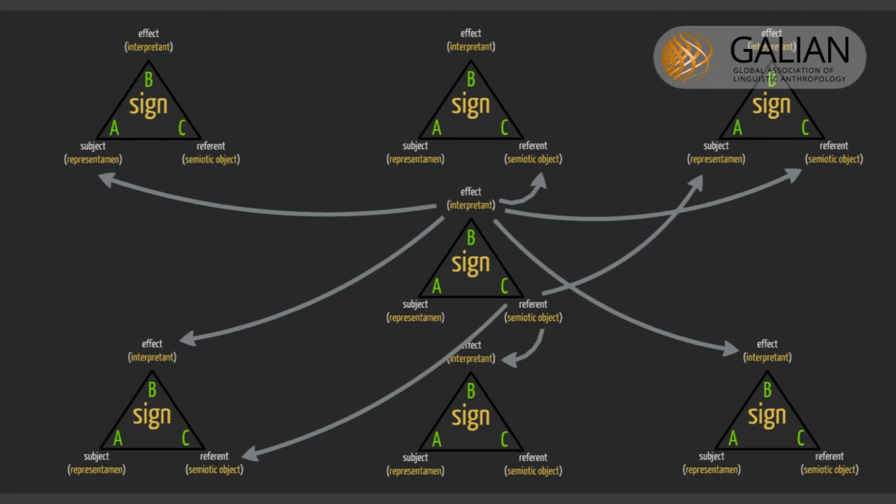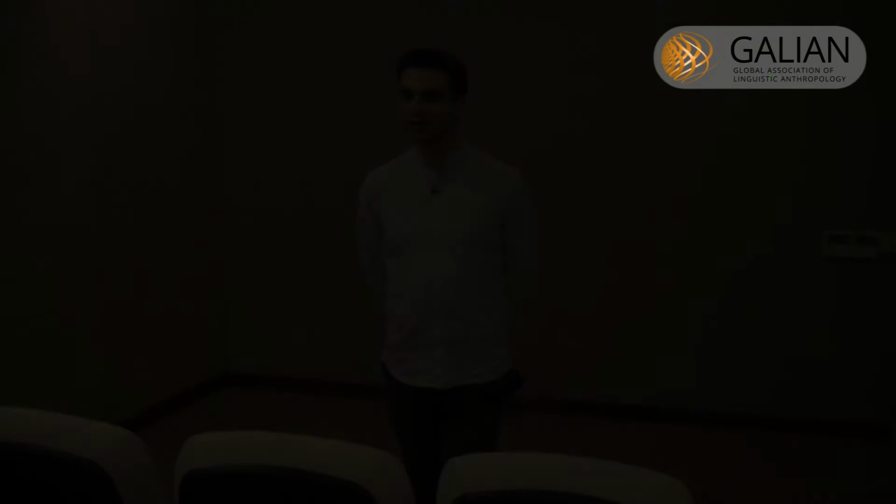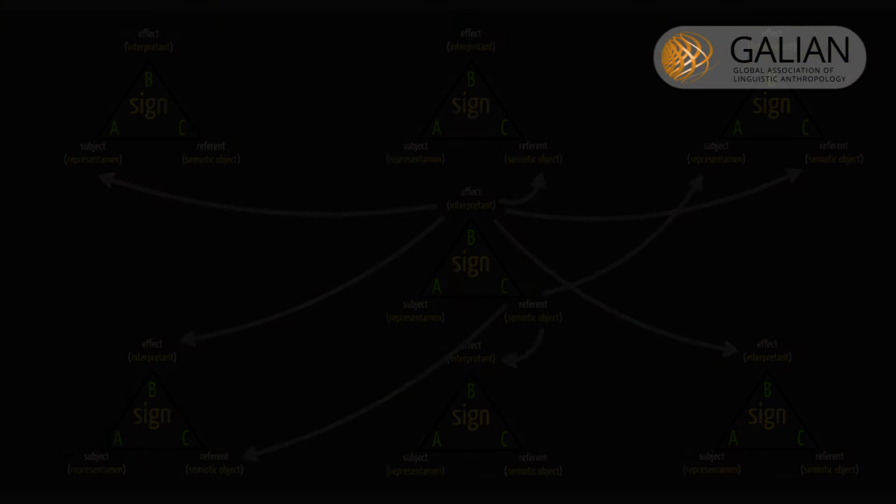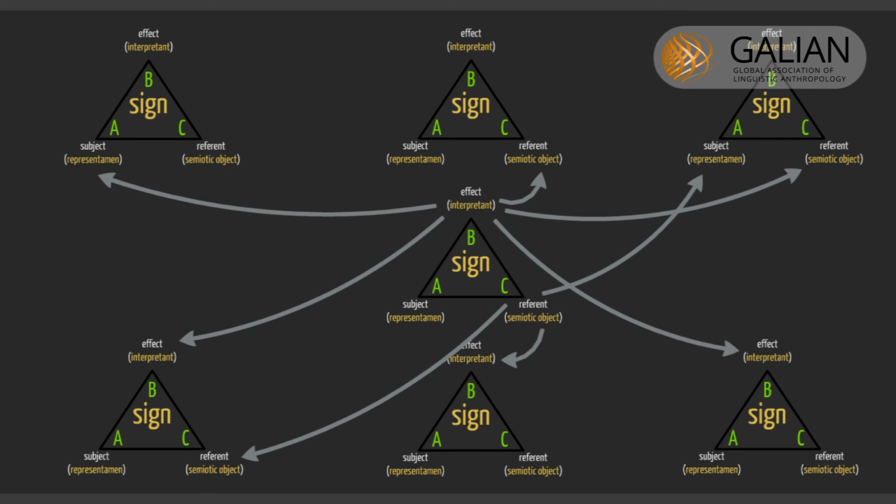It can become a new referent. The diagram is also giving us combinations and different permutations. So while the effect at the top can become the subject or the referent or something else, another part of the triangle can become something. For example, the effect can become the object, the representamen, or the subject by itself, and then take on a new referent and a new effect.